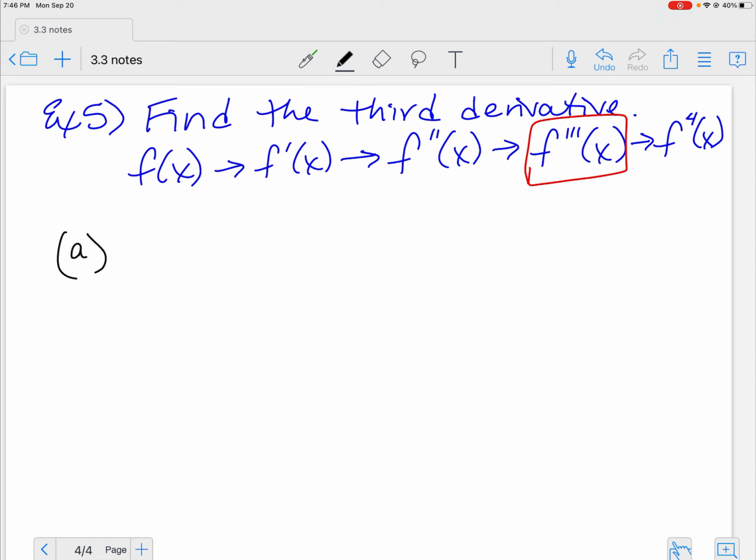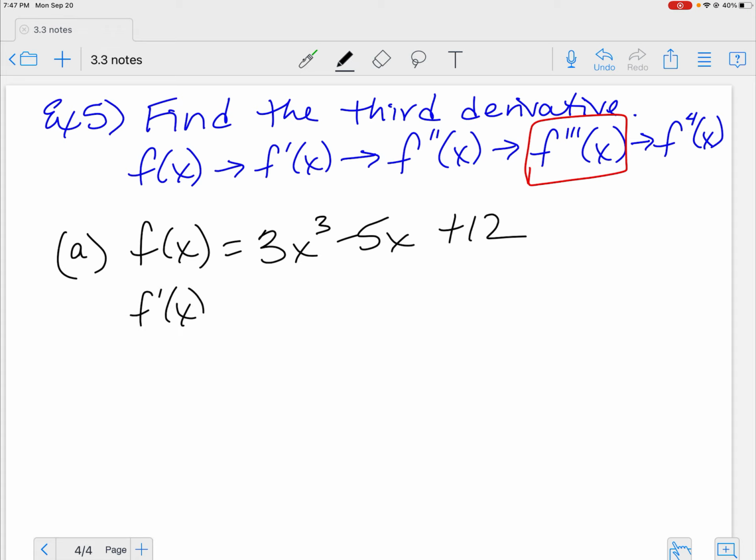For part A, we are taking f of x is equal to 3x cubed minus 5x plus 12. And we're going to the third derivative. The third derivative. All right? So my first derivative, I'm going to bring this 3 in front. So 3 times 3 is 9. Subtracting 1 from that would be x squared. Then I have minus 5, because remember with the x, it's just a coefficient. And then that 12 in the back is a constant.